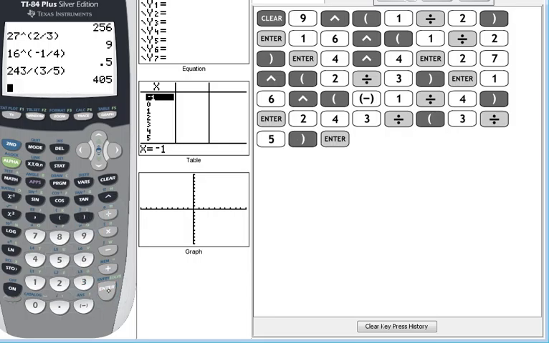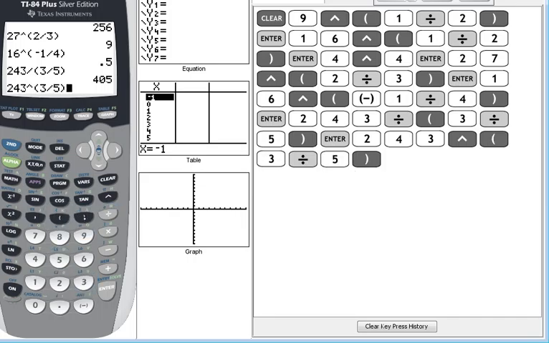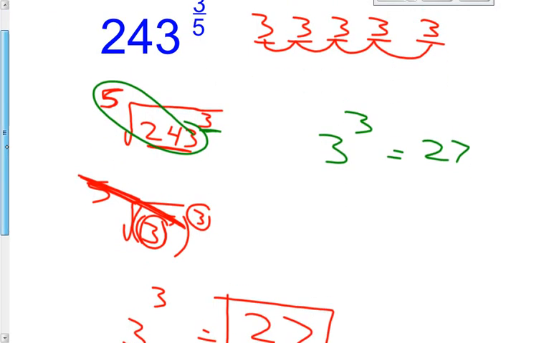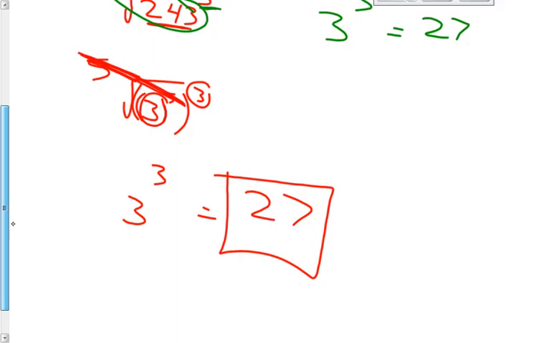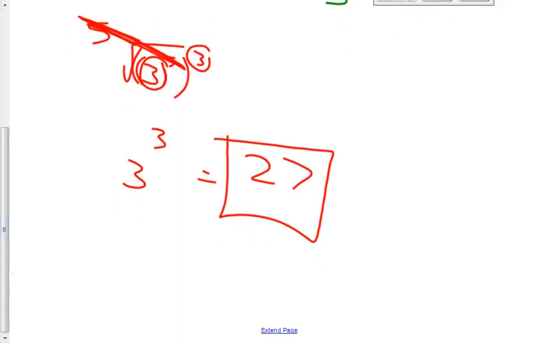Enter, and whoa, I pressed the wrong button. 243 raised to the 3/5. Let's see if that's better. Hey, there it is, 27. So as you can see, 243 raised to the 3/5, we get an answer of 27.